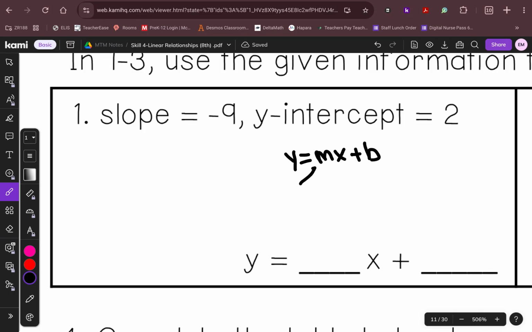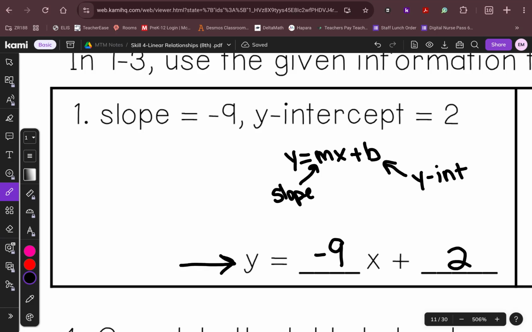Well, we know that m is the slope and b is the y-intercept. So that's what we're going to fill out on these lines right here. My slope is -9, so that -9 is going to go right there. My y-intercept is 2, so my final equation is going to be this right here. Y equals -9x plus 2.